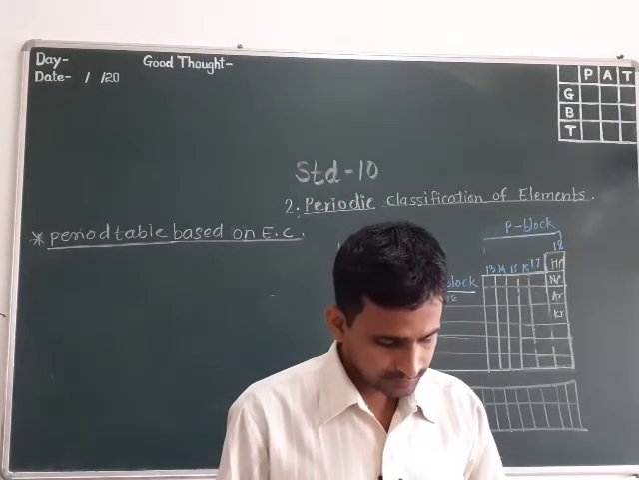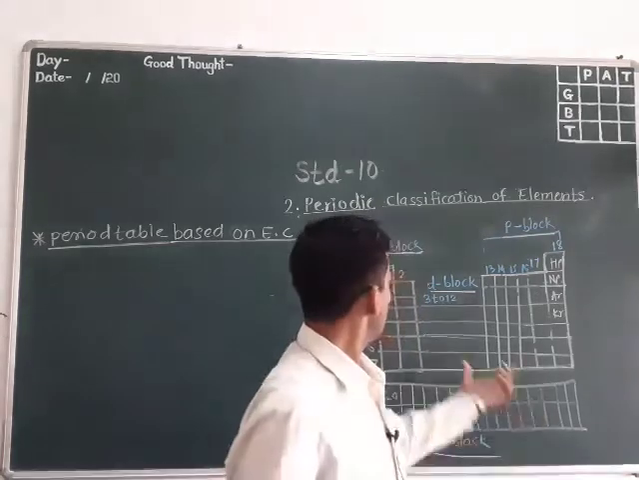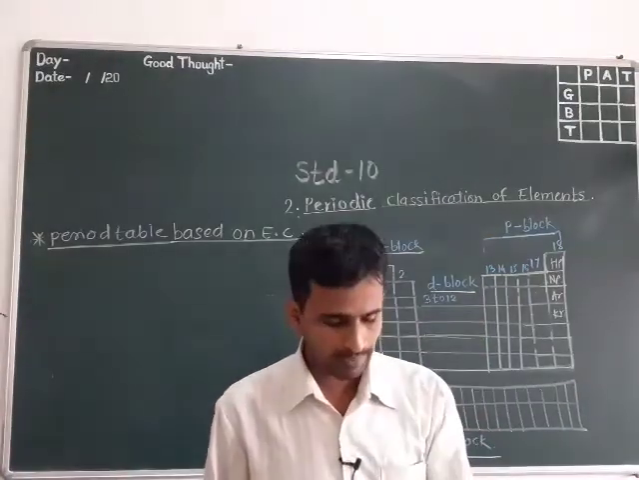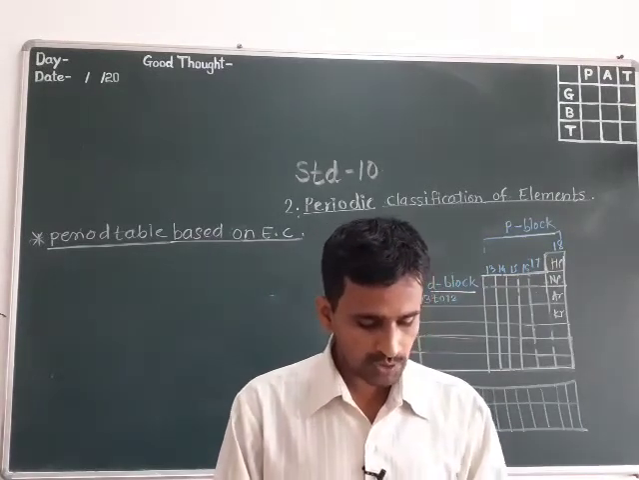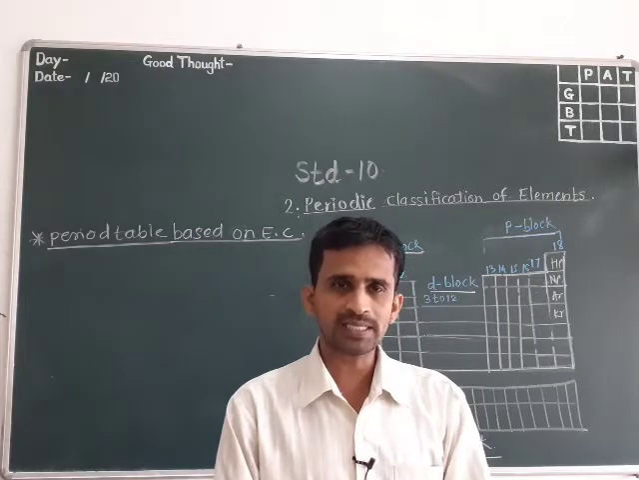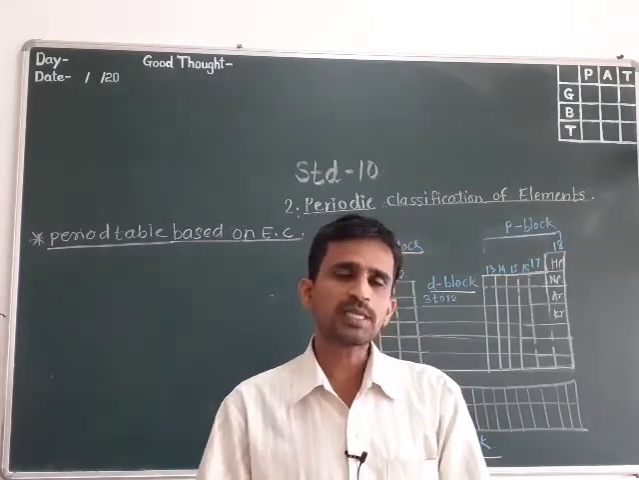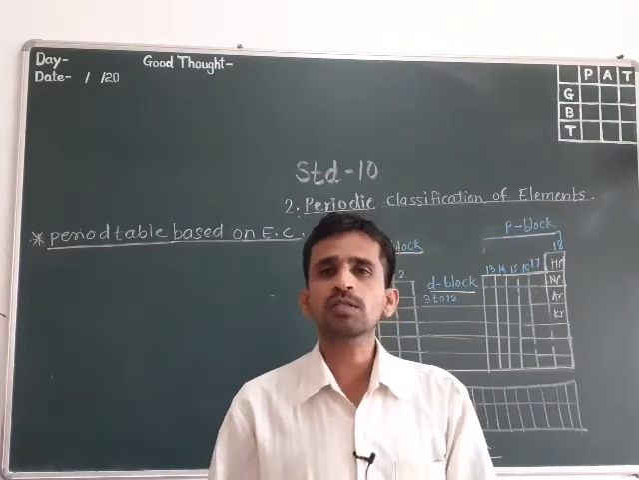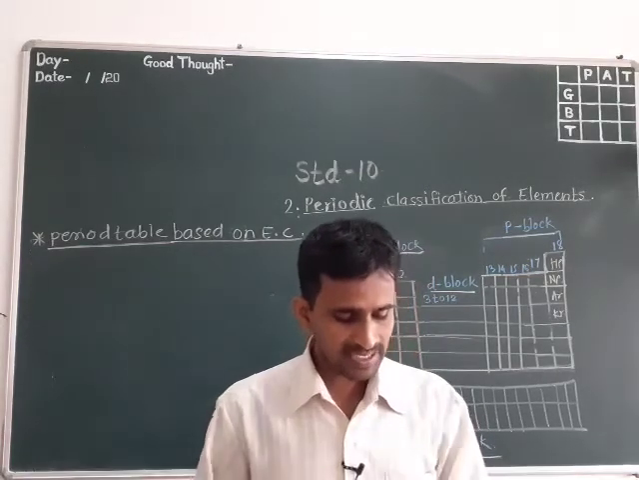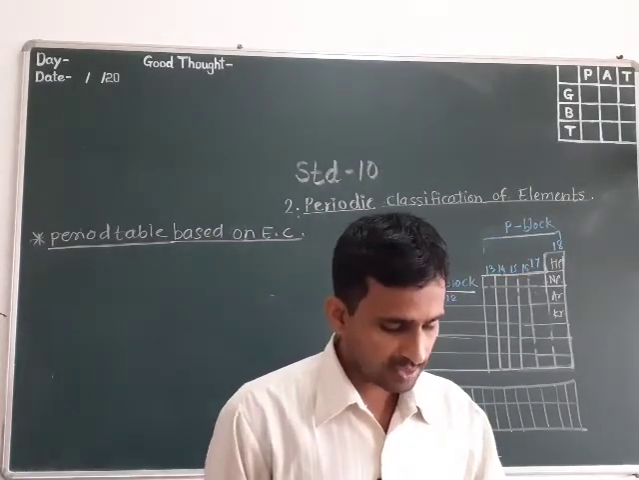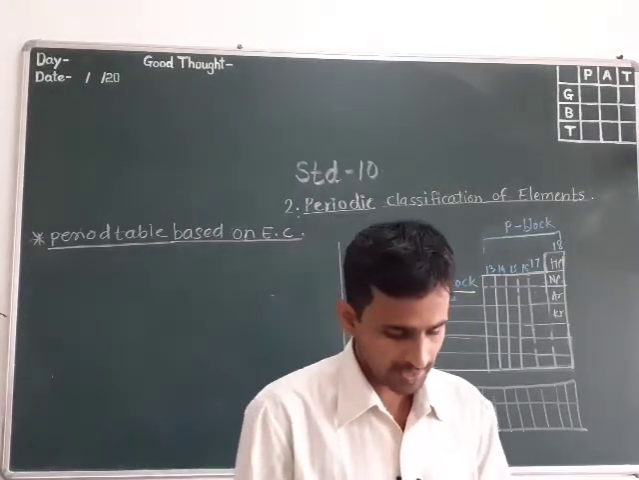Third one, transition elements. D block elements, the groups 3 to 12, are known as transition elements. These elements have the 2 outermost shells incomplete. Octet complete means 8 electrons, and 2 electrons means incomplete, a transition element. All these elements are metals. Groups 3 to 12, all elements are metals.